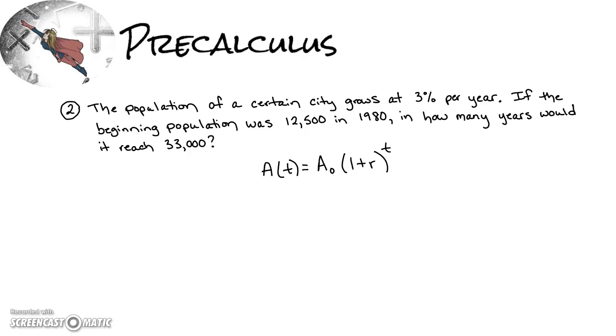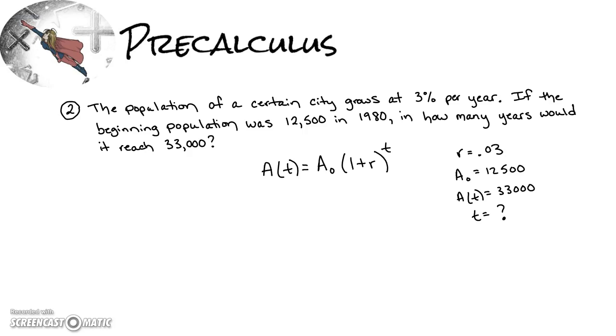I decided to give an annual growth problem so that we could use the basic growth model that I wrote on the first page of notes. So the population of a certain city is growing at 3% per year, so that tells us that the R is 0.03. The beginning population was 12,500, they said, so A0 is 12,500. And then it says in how many years would it reach 33,000? So the future amount is going to be 33,000. And in how many years? That's the time, so that's what we're solving for.